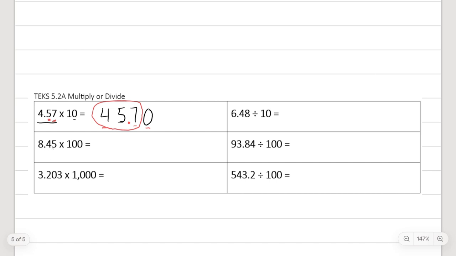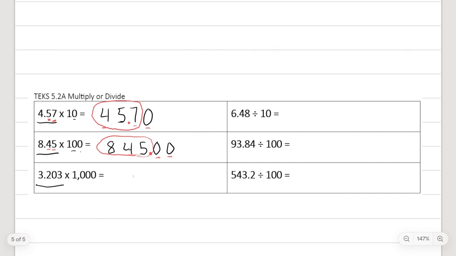Okay, let's keep going. Copy your number. Count your zeros. 1, 2 zeros. Let's add them. Now we're going to count our decimal places. We have 1, 2. So 1, 2. Our decimal goes right here. That means our answer is just 845. That's our answer.